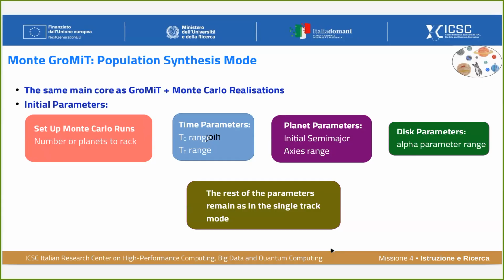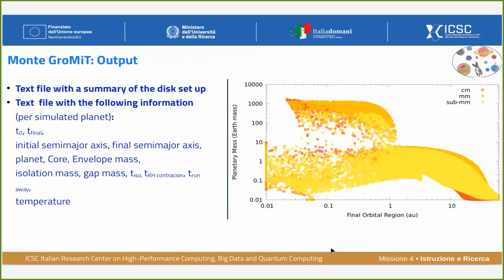The rest of the parameters at the moment remain as in the original GroMiT, although we are planning to extend this and to see what else we can change and what that result would be on the planet. But as I said, this is a very new code, so we're still also trying to understand the output.